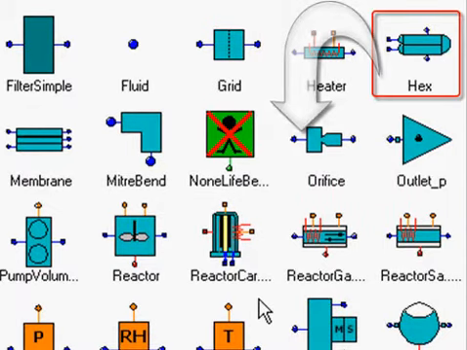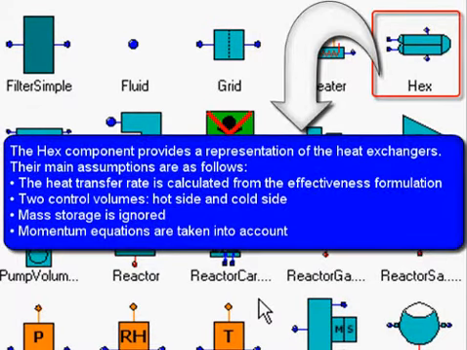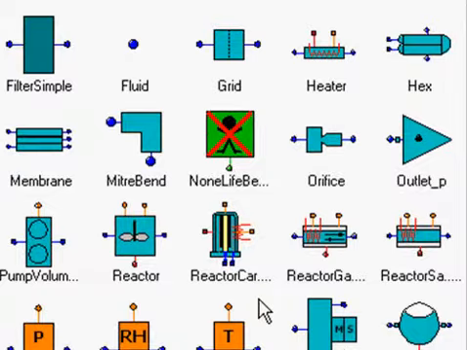This component provides a representation of the heat exchangers. The main assumptions are as follows. The heat transfer rate is calculated from the effectiveness formulation. Two control volumes, hot side and cold side. Mass storage is ignored. Momentum equations are taken into account.